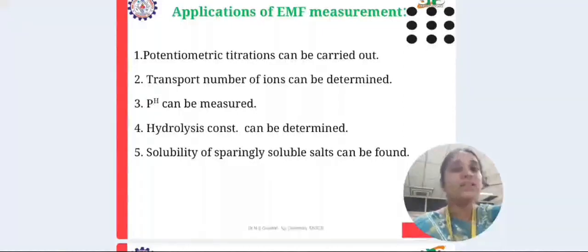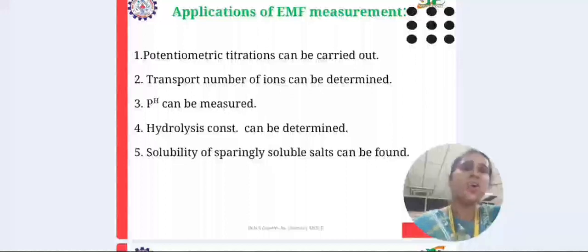The hydrolysis constant can also be determined using the EMF measurement. And the solubility of a sparingly soluble salt can also be found. We can easily predict the solubility of soluble salts. For a non-soluble salt, there is no solubility, so we can calculate easily. And for a soluble salt, a completely miscible salt, we can easily calculate. But in the case of a sparingly soluble salt, we cannot easily determine the solubility.